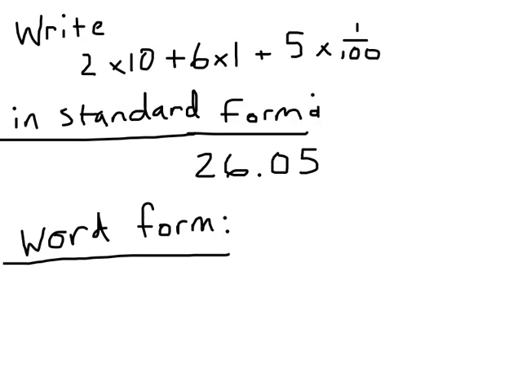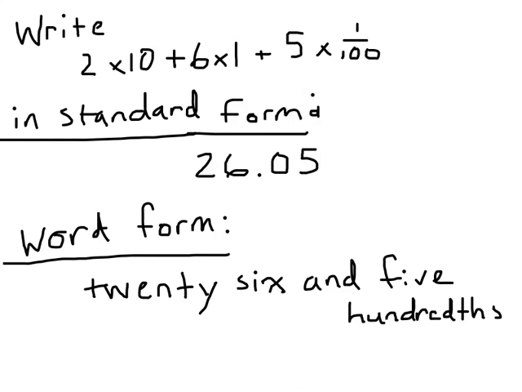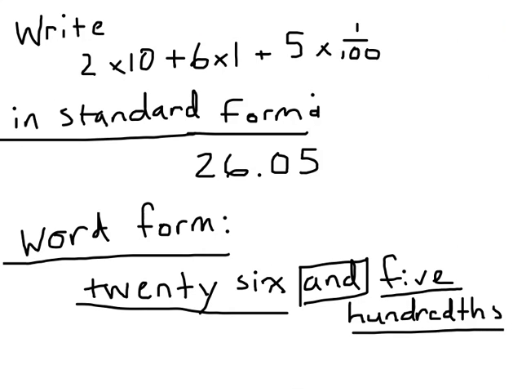How do I write that in words? Well, I have 26 in front of the decimal. I write "and" to represent my decimal, and I have 5 in the hundredths place. The correct answer is 26 and 5/100ths.